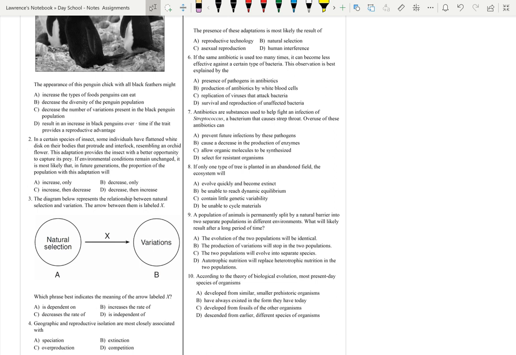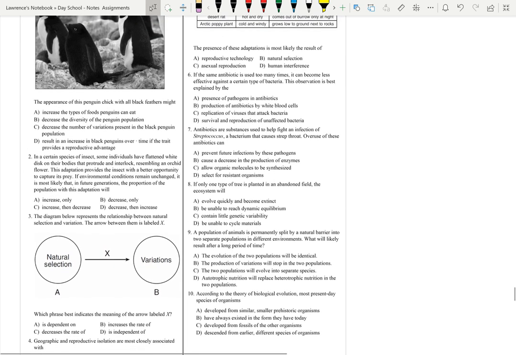If it is an adaptation and it helps them survive, if the females like the all black better, that's a reproductive advantage, and they'll be able to pass on their traits better than the black and white.